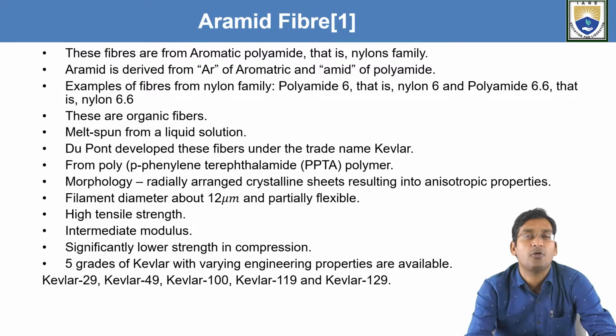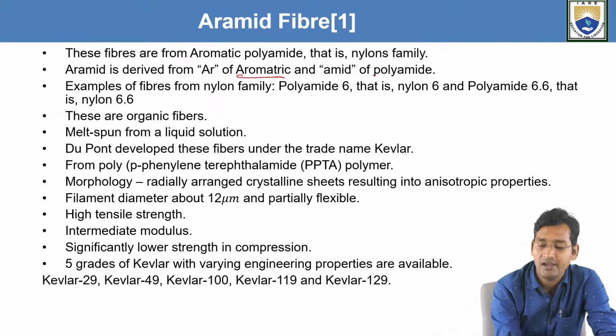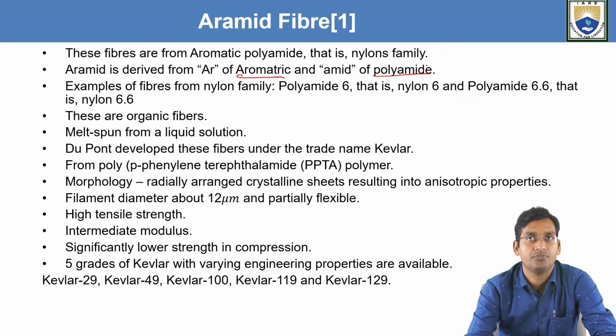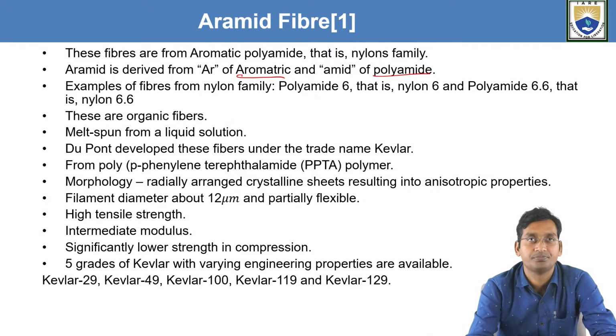Aramid is derived from "ar", that is aromatic, and "amide", from polyamide. So it is a combination of aromatic and polyamide, and that's why after combining it is called aramid. Examples of fiber from the nylon family are polyamide 6, that is nylon 6, and polyamide 66, that is nylon 66.